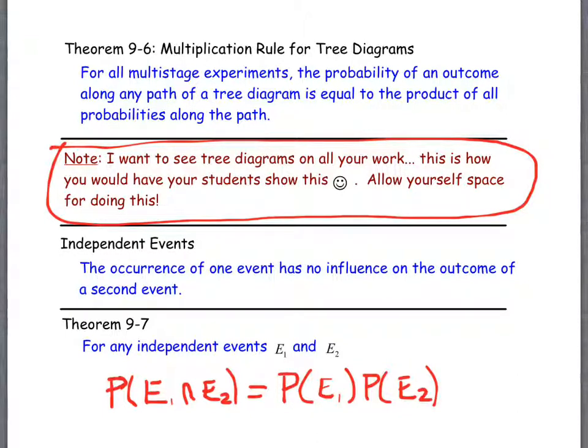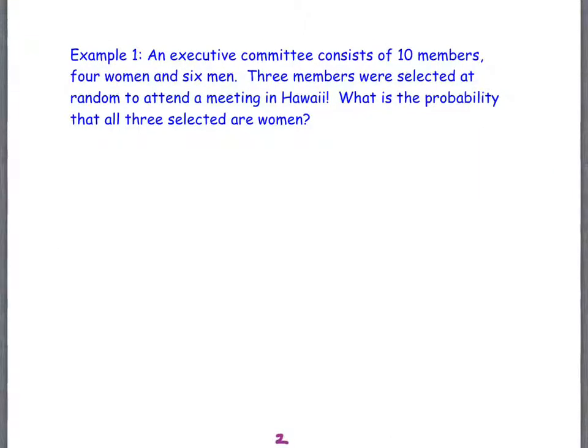All right, so I'm going to do an example next with you that involves events that are not independent. So let's take a look at this example. We're going to draw a tree diagram in a way that we're still able to use the multiplication property, but there's going to be a reason for why that works for us. We have an executive committee that consists of 10 members, 4 women and 6 men. 3 members are selected at random to attend a meeting in Hawaii. What's the probability that all 3 selected are women?